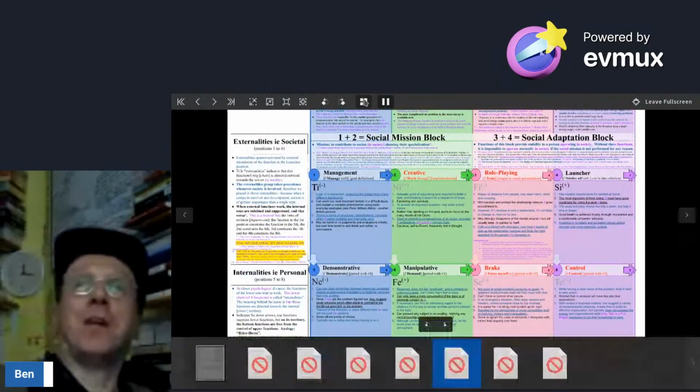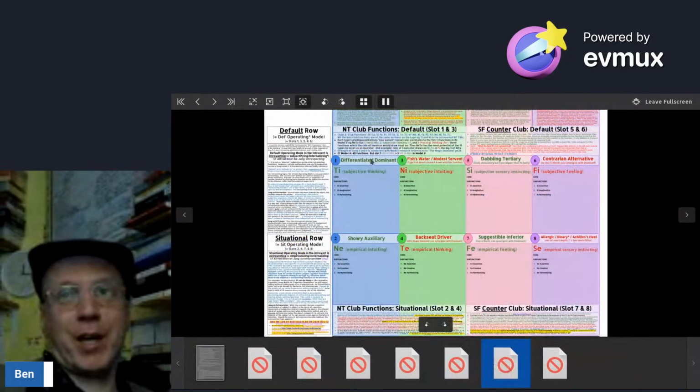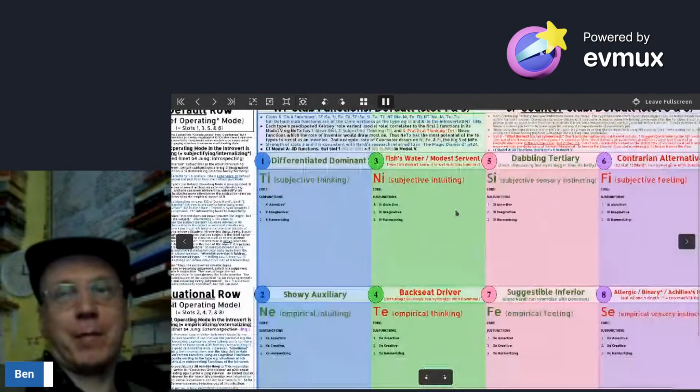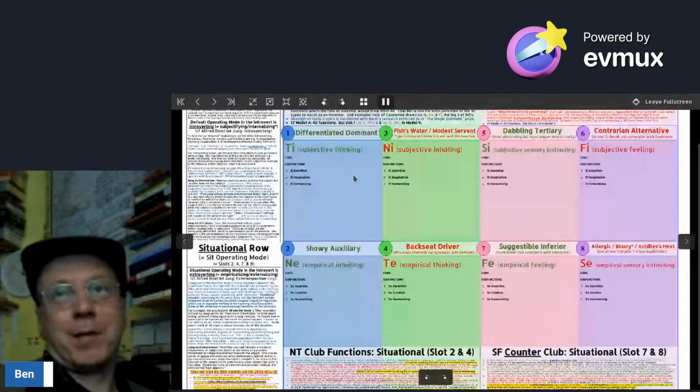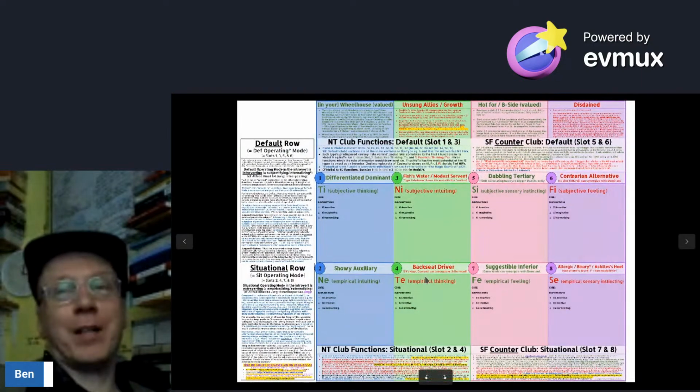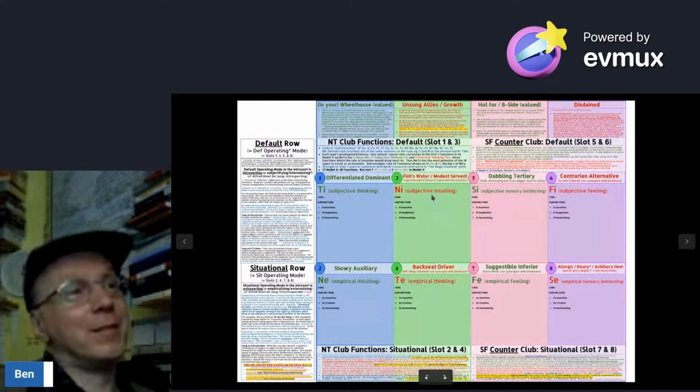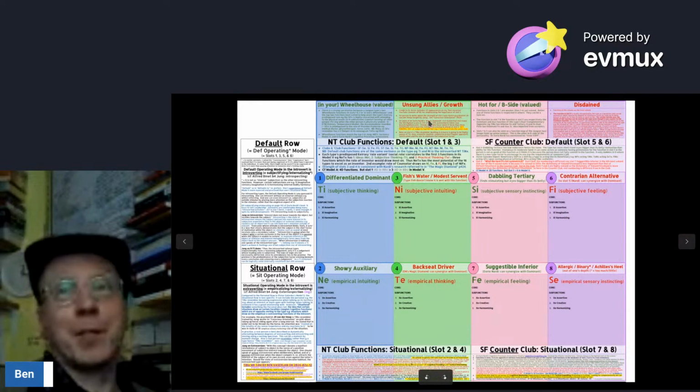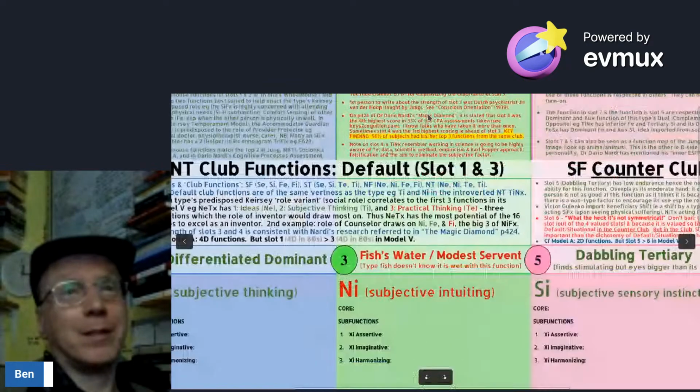Whereas I think it's more useful to say to the INTP, look, you have the ability. You just got to get some flipping self-discipline and get some growth. Unsung allies, growth.